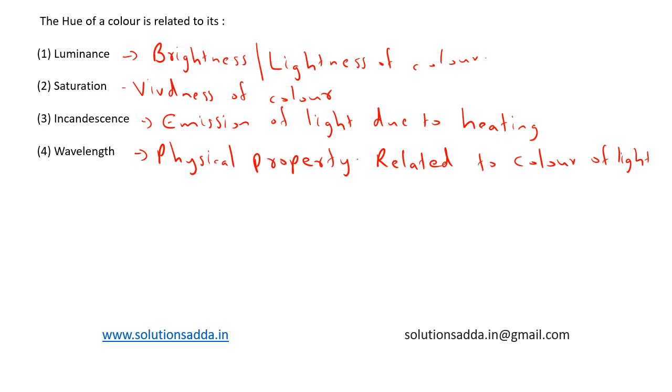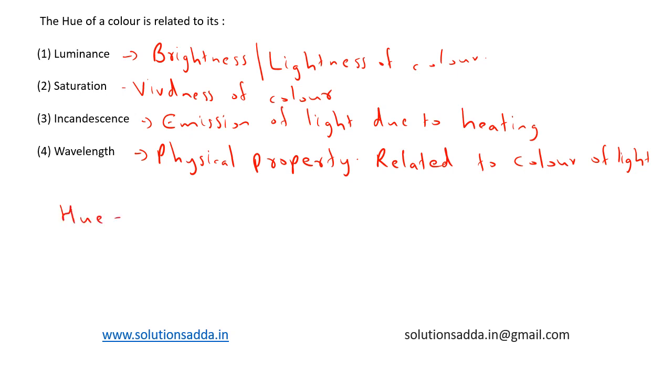So in the context of the question, that is, hue of a color is related to its what? The correct answer here is wavelength, because hue is specifically referring to the attribute of a color that allows us to classify it as red, blue or green, etc. And this classification is based on wavelength.